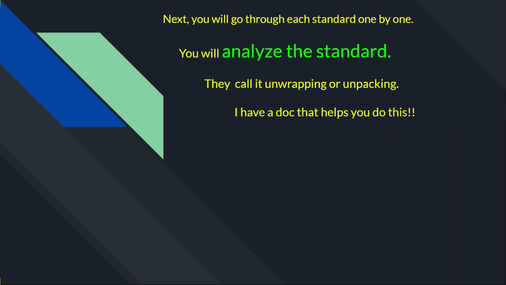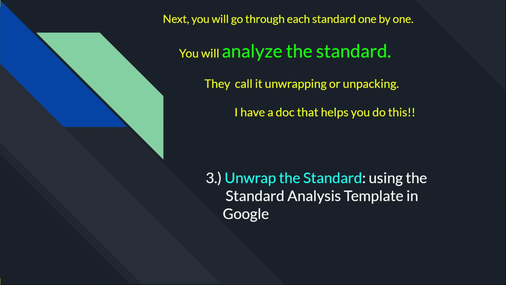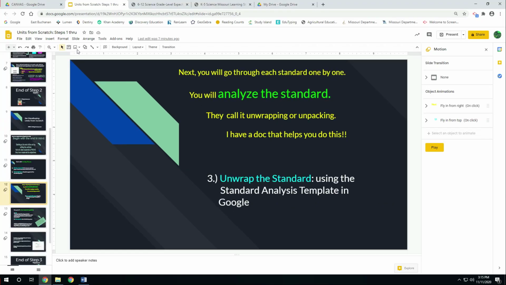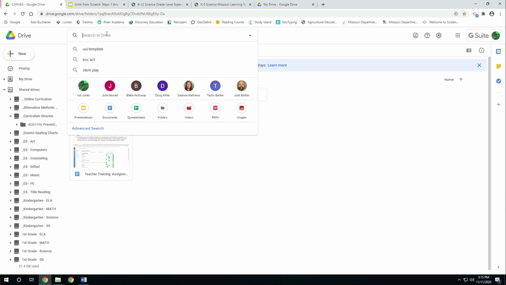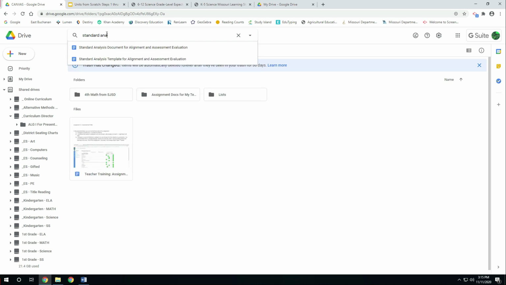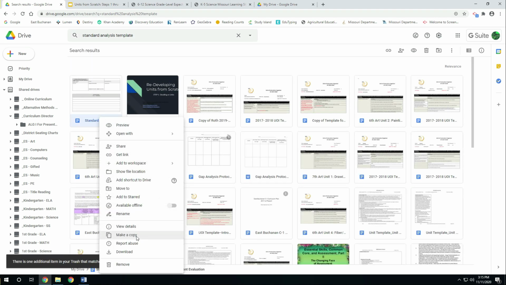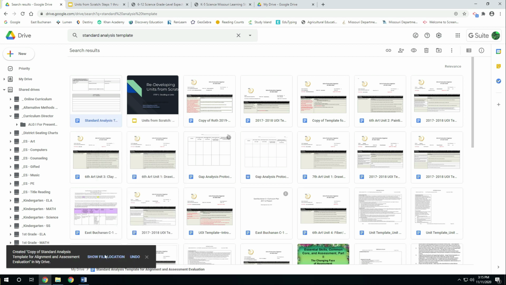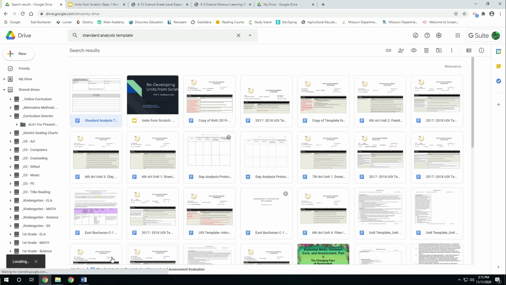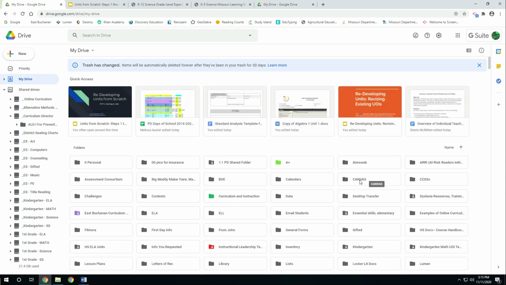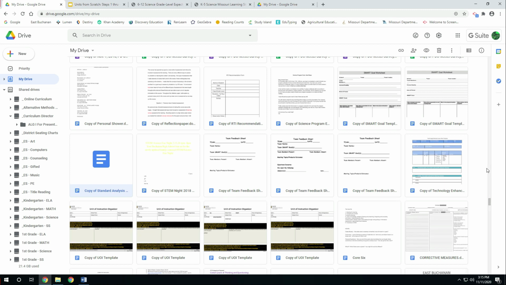And I have a document that just leads you right through these steps. So step 3 is unwrap the standard using the standard analysis template in Google. So we're going to go into our Google Drive and we're going to search for standard analysis template. And there it is. So like always, I'm going to make a copy. Down here it says show the file location, and that's a good idea. And it's finding it for me, and there it is. It's highlighted. So there's my copy, and I'm going to go ahead and open my copy.